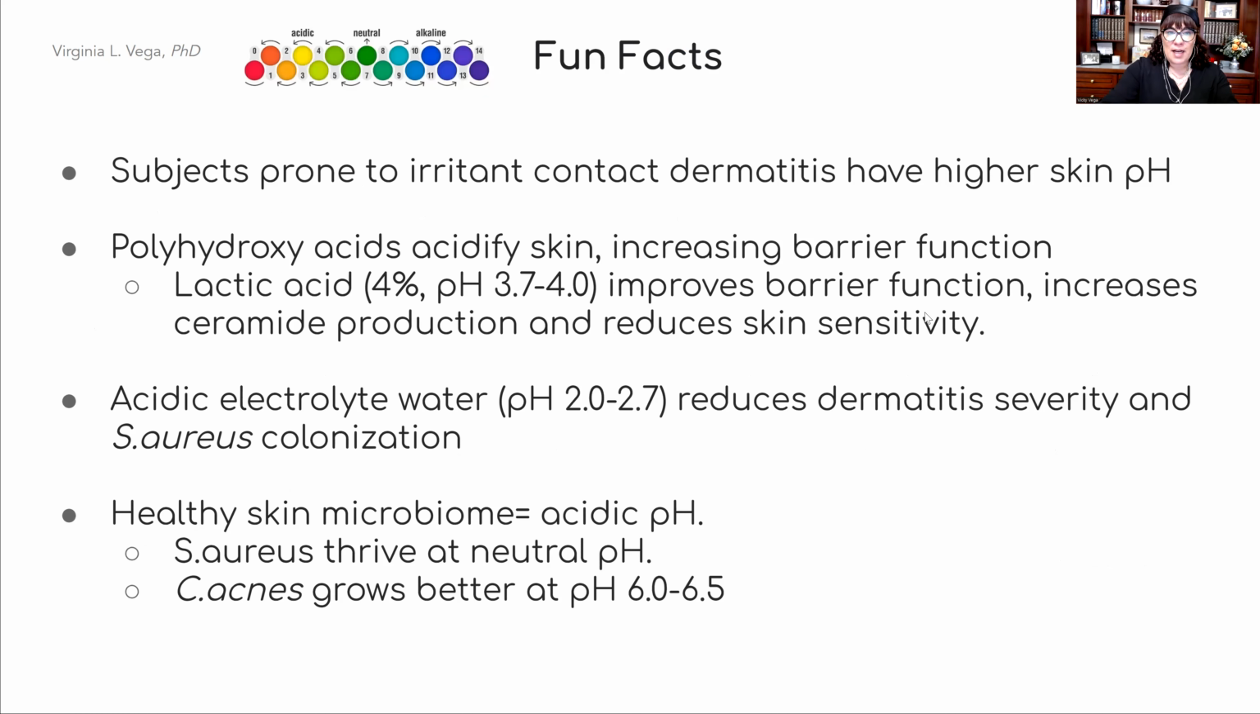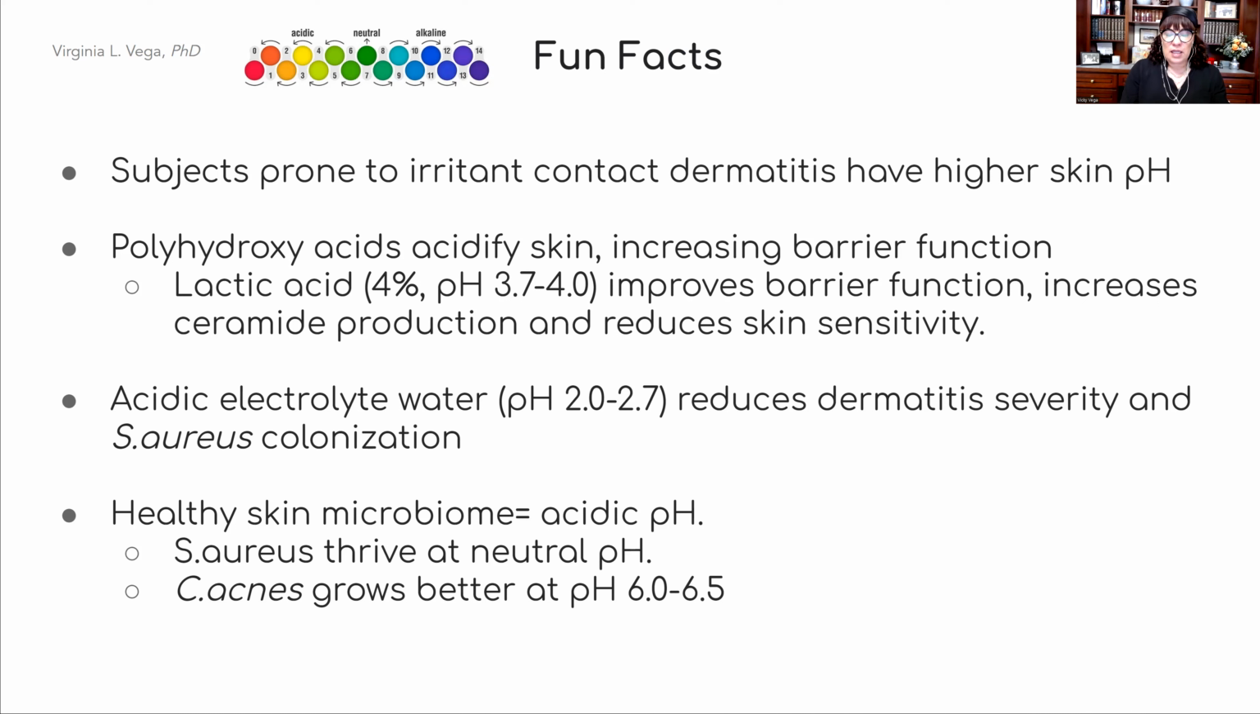So let's review some fun facts about skin pH. We know that subjects that are prone to irritant contact dermatitis have a higher skin pH. And because they have a higher skin pH, they have these issues with their skin. Sometimes, polyhydroxy acid that basically acidify the skin can increase the barrier function. So if you have a skin that has an alkaline pH, so higher than 5.3, by using acid, you can bring that pH lower and basically decrease whatever symptom is associated to that disruption.